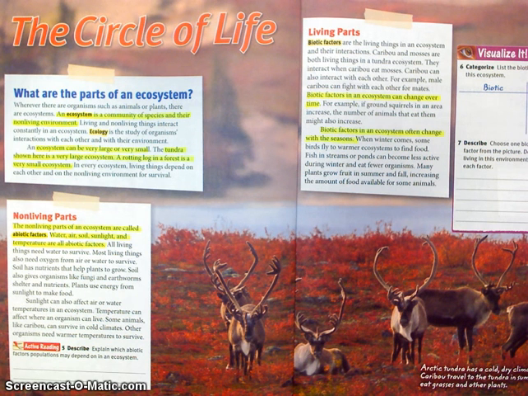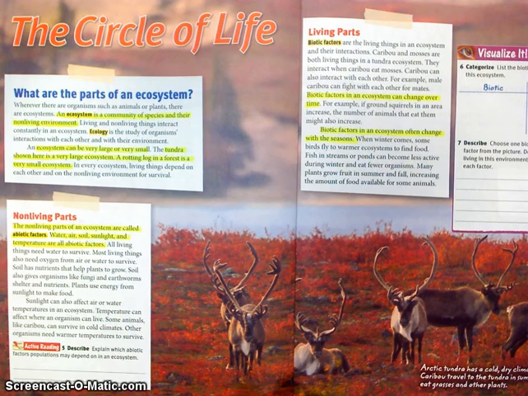On page 495, we talk about the living parts of the ecosystem, and those are called biotic factors. Biotic factors are the living things in an ecosystem and their interactions. So for instance, in the picture, you've got caribou and mosses. Both are living things. One is a plant, one is an animal, but they're both living things in the tundra ecosystem that's pictured. Biotic factors in an ecosystem can change over time, and often do change with the seasons.